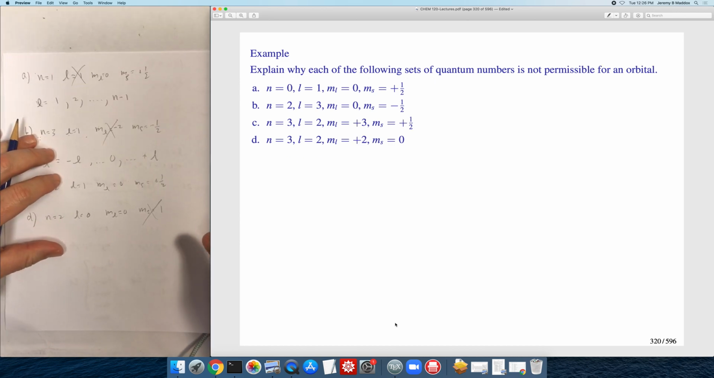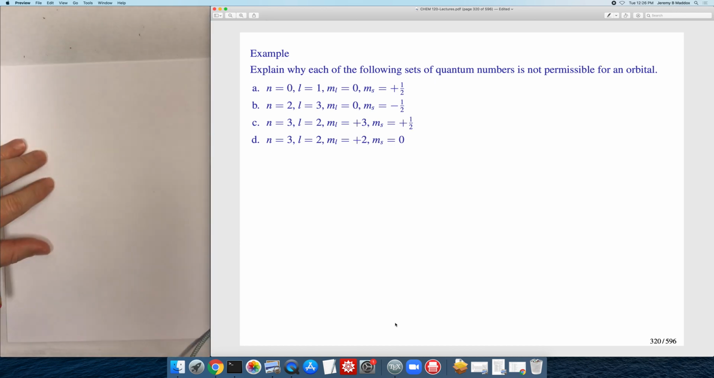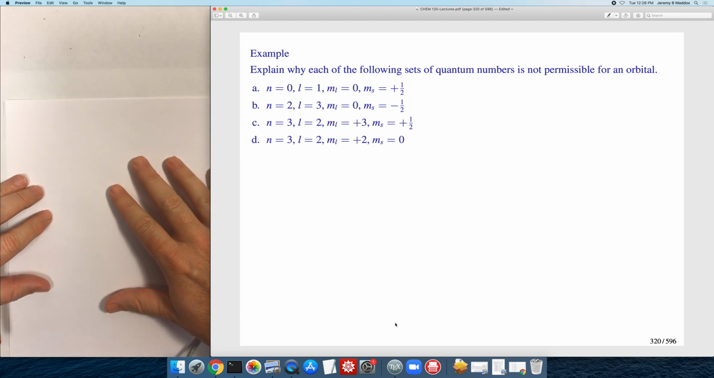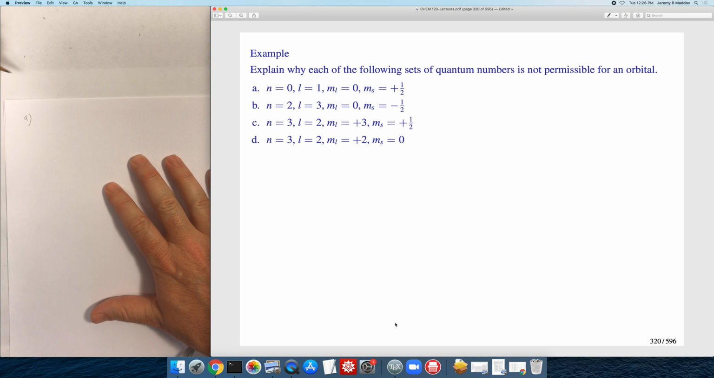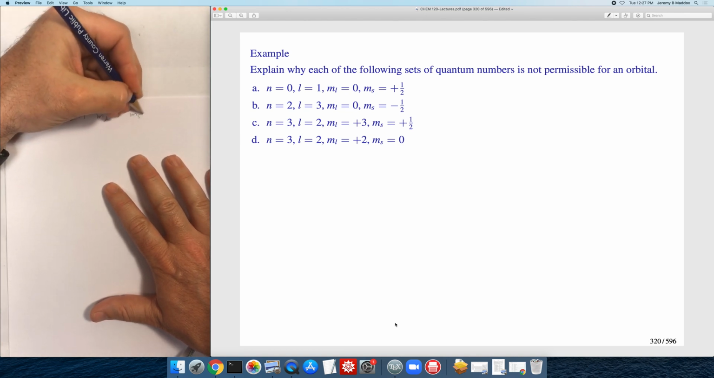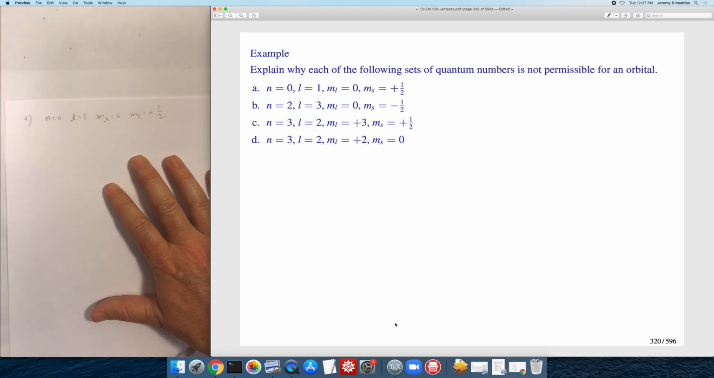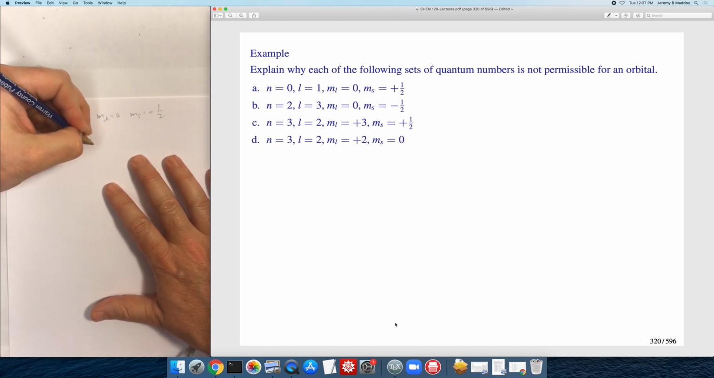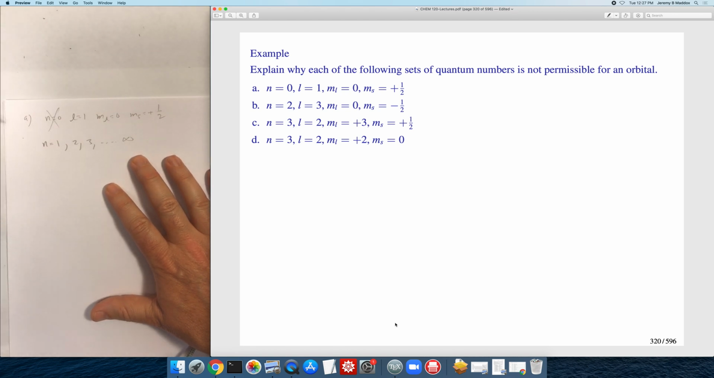I believe I have another set. I'm going to go ahead and go through these just to illustrate what's going on. So here for part A, n equals 0, L equals 1, m sub L equals 0, and m sub S equals plus 1/2. This is a bad set of quantum numbers because n cannot take on a value of 0. n ranges from 1, 2, 3, on up to infinity. So n equals 0 is not one of the allowed values, so this is not a good set of quantum numbers.